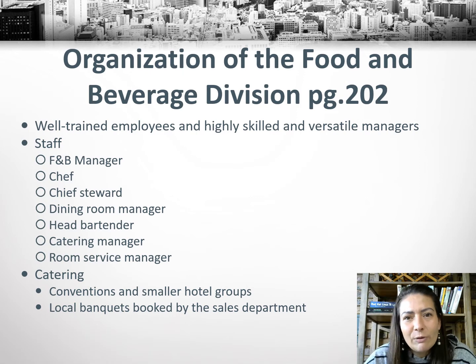The different types of staff that we have: your F&B manager needs to be highly trained, highly skilled, and come from a hotel school. A chef with a whole brigade of chefs, your chief steward, who is in charge of the cleaning and the scullery, your dining room manager, your head bartender, your catering manager, and your room service manager. Then with regards to catering, we spoke about catering in chapter 3. You have convention and smaller hotel groups, local banquets booked by the sales department. So it's all about your functions.